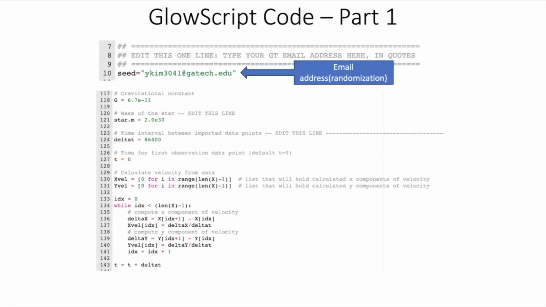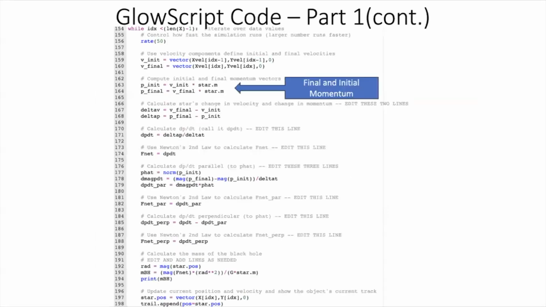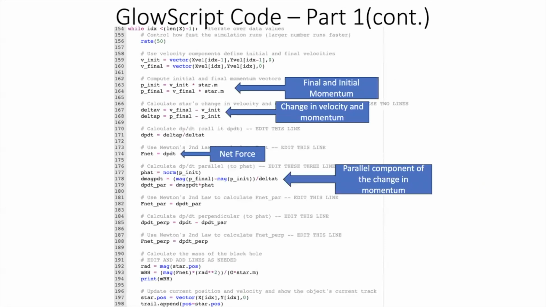Line 10 was changed for email address for randomization. Line 21 was changed for the mass of the star. Line 124 was changed for delta t. Lines 163 and 164 were changed for the final initial momentum. Lines 167 and 168 were changed for the change in velocity and momentum. Line 74 was changed for the net force. Lines 177 through 179 were changed for a parallel component of the change in momentum.